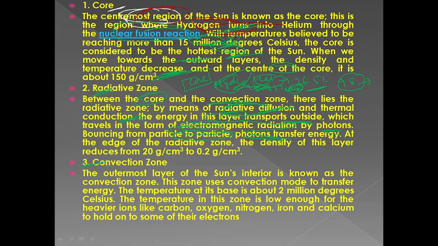The next important point: the density of this layer reduces from 20 gram per cubic centimeter to 0.2 gram per cubic centimeter. The last, outermost layer is the convection zone. It is used for transfer of energy. The temperature is about 2 million degrees Celsius. It is low enough that the heavier ions like carbon, oxygen, nitrogen, iron and calcium can hold some of their electrons. So as the temperature is low enough to hold the heavier atoms like carbon, oxygen and nitrogen, this zone is mainly used for transferring the energy.